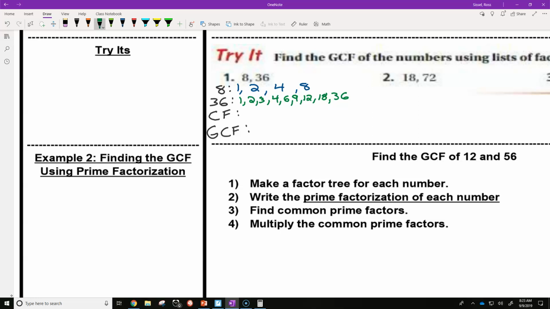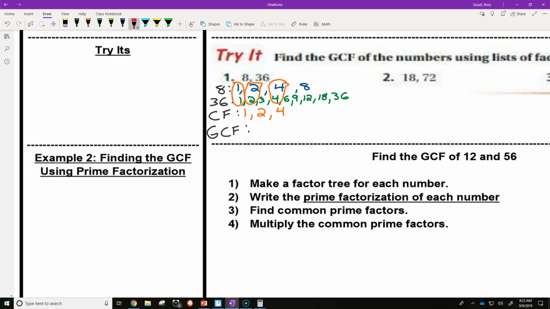Common factors. This one should not be too bad. What numbers were in both lists? Andrew? 1. What else? 2 is in both of them. 4 is in both of them. And that's it. Remember, if I look at the factors of 8, 1's in both, 2's in both, 4's in both, 8 is not, so I'm done. Awesome.